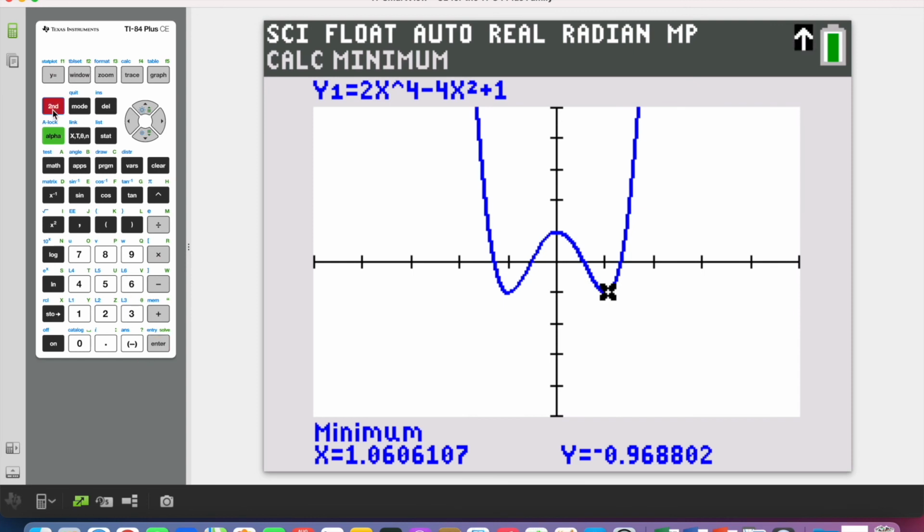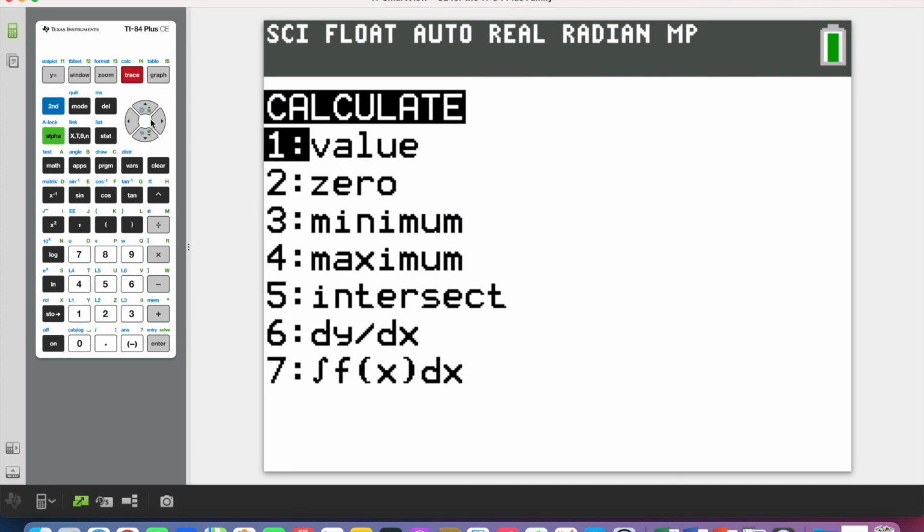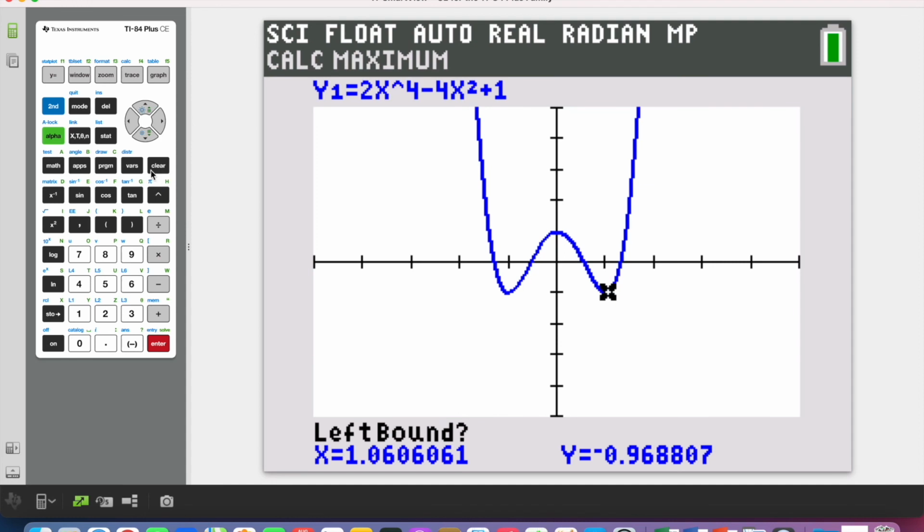For the maximum, we can cross check. Sometimes in a paper 2 question, the GDC can be very helpful. We should enter the parameters very carefully. We should set the left and right bounds very carefully. Left bound, then right bound, and then we see x equals 0, y equals 1 is the local maximum.